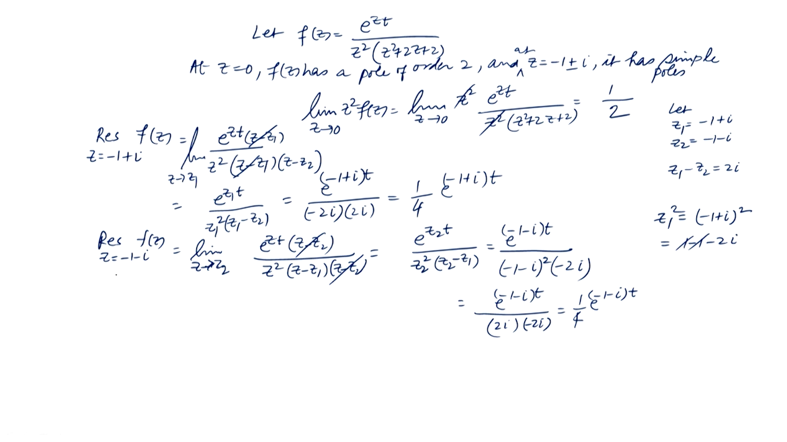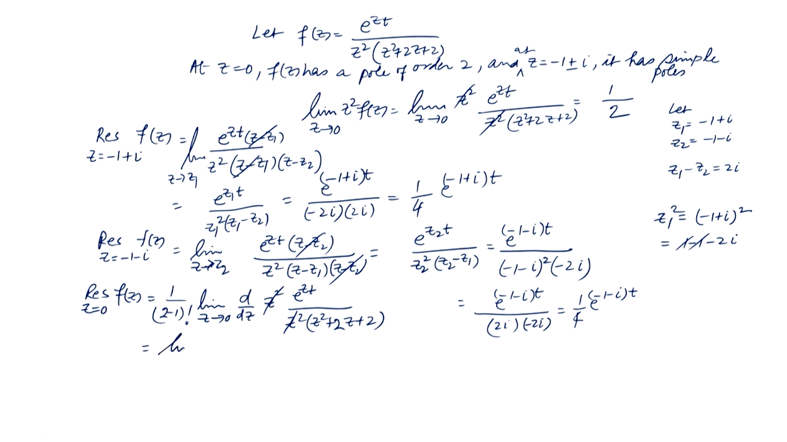Now, let us find the residue at z equal to 0. So the residue at z equal to 0 of f(z) will be, because it is a pole of order 2, 1 over (2 minus 1) factorial, limit z tends to 0, d over dz of z squared times f(z). So e to the power zt divided by z squared into (z squared plus 2z plus 2). So this will cancel, and now we have to differentiate this expression with respect to z.